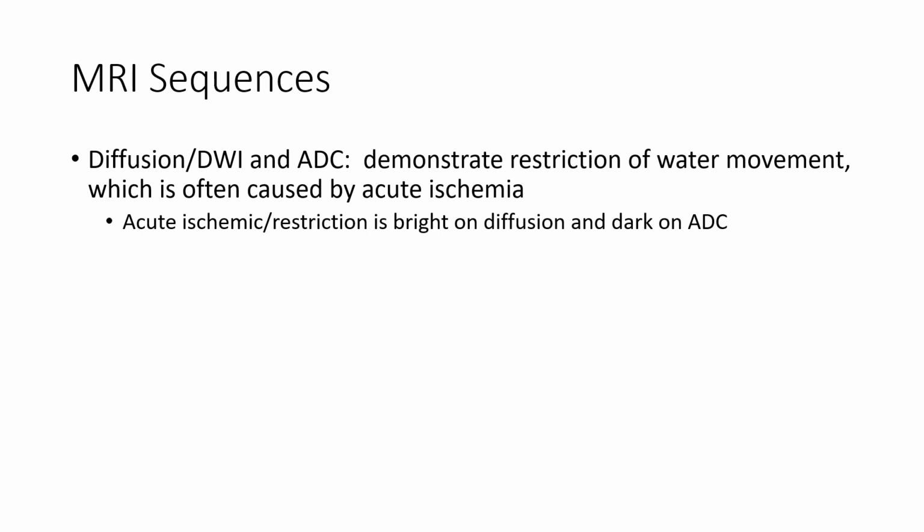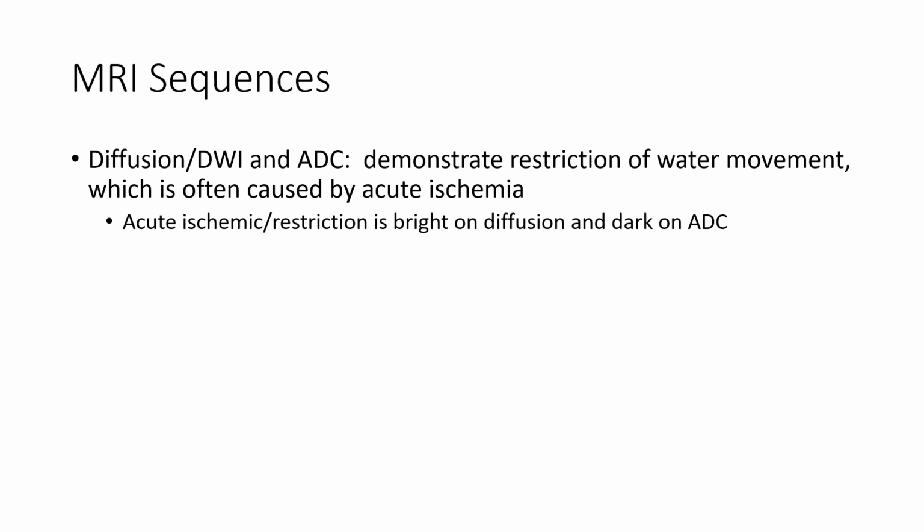There are some additional sequences that can be really helpful, however. These include the diffusion weighted imaging, or diffusion, and our ADC, which stands for apparent diffusion coefficient. Essentially, these two together are looking at the restriction of movement of water within the brain. And so this is most commonly caused by acute ischemia. So really diffusion and ADC are scans where we look for ischemic injury or acute strokes.